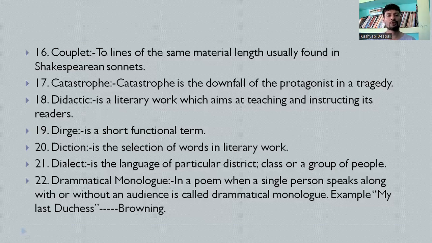Next, we are going to dramatic monologue. In a poem, when a single person speaks with or without any audience, it is called dramatic monologue. My Last Duchess by Robert Browning is an example. Most of the poetry of Robert Browning and John Donne falls in this category.